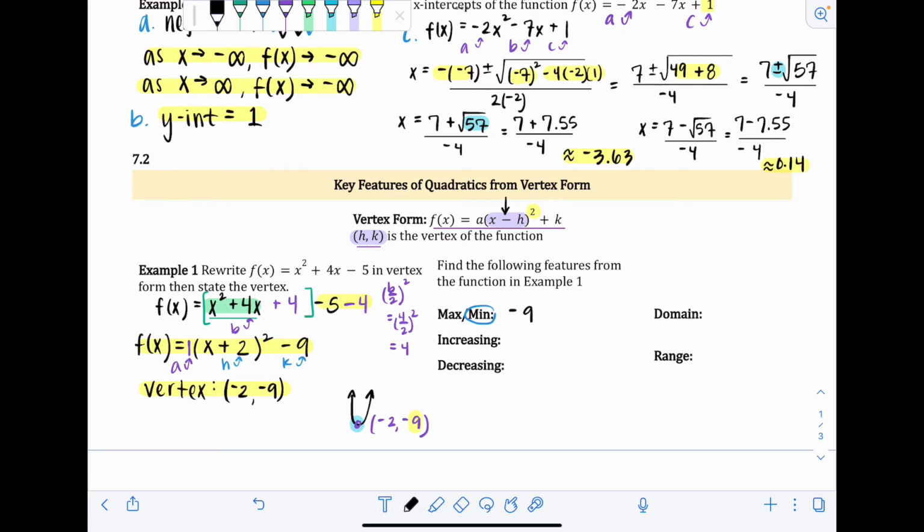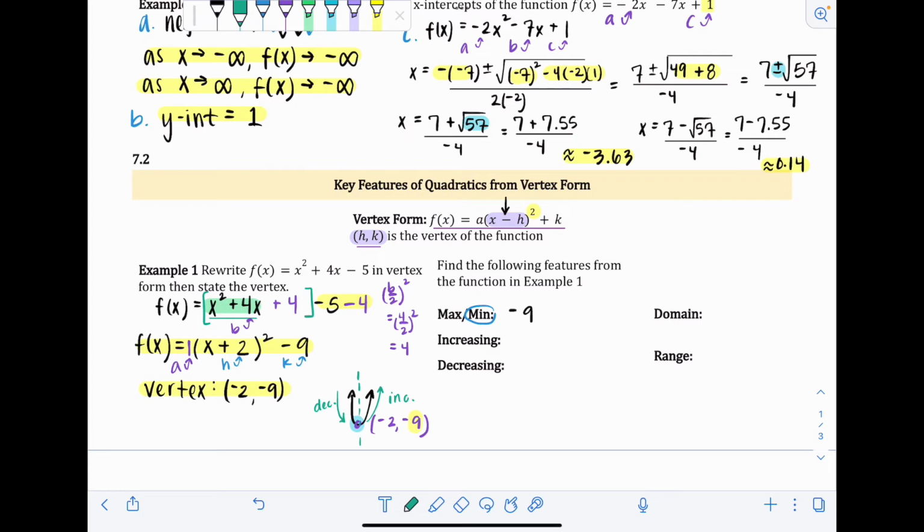And then for where it's increasing or decreasing, that's when we follow the graph from left to right. So if we follow from left to right, it starts off going down, so decreasing on the left side. And then after it hits the vertex, it starts going up and it's increasing after that. So that boundary line is a vertical line that goes through the vertex.